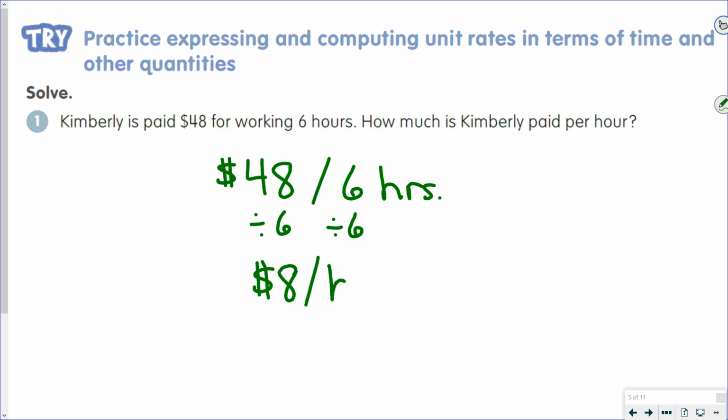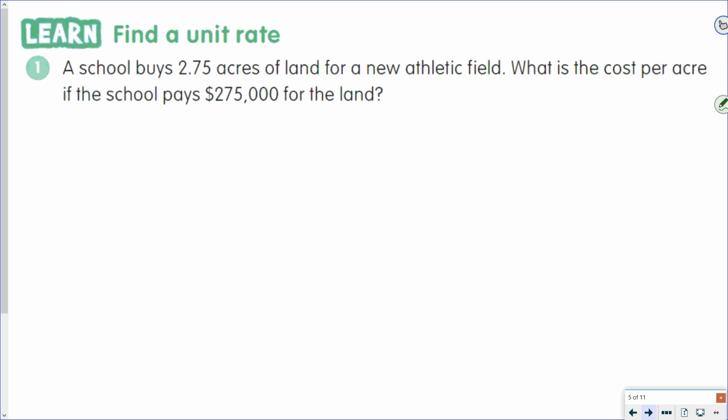So it's $8 per hour, or any other way that you have it written. Instead of the slash, if you put per, that's fine. If you put $48 in a hour or in 1 hour, that's fine. If you have $8 over an hour, that's fine as well. A school buys 2.75 acres of land for a new athletic field. What is the cost per acre if the school pays $275,000 for the land?